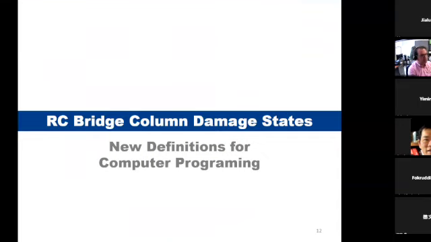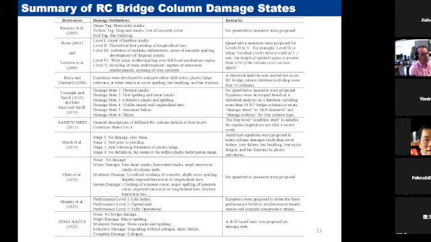The very first thing that we notice is the current definition of bridge column damage state is not quantitative. I'm showing a few studies that we found. Each defined the damage of bridge column with different languages and different levels and different measures to quantify that.